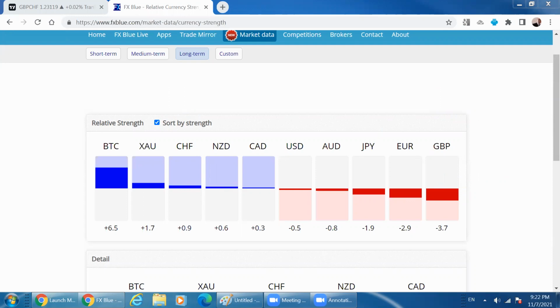What pairs, again, are you going to be looking at? I'll tell you. We're going to be looking at pound Swiss. We're going to be looking at pound New Zealand dollar. We're going to be looking at euro Swiss. We're going to be looking at euro New Zealand dollar. Easy enough? All right.